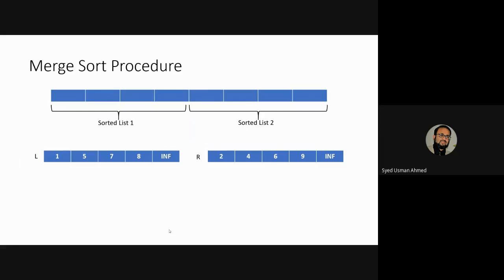Now how are we going to populate the original list again with the sorted elements? How are we going to merge these two? The question arises. So for that we will take 3 pointers.